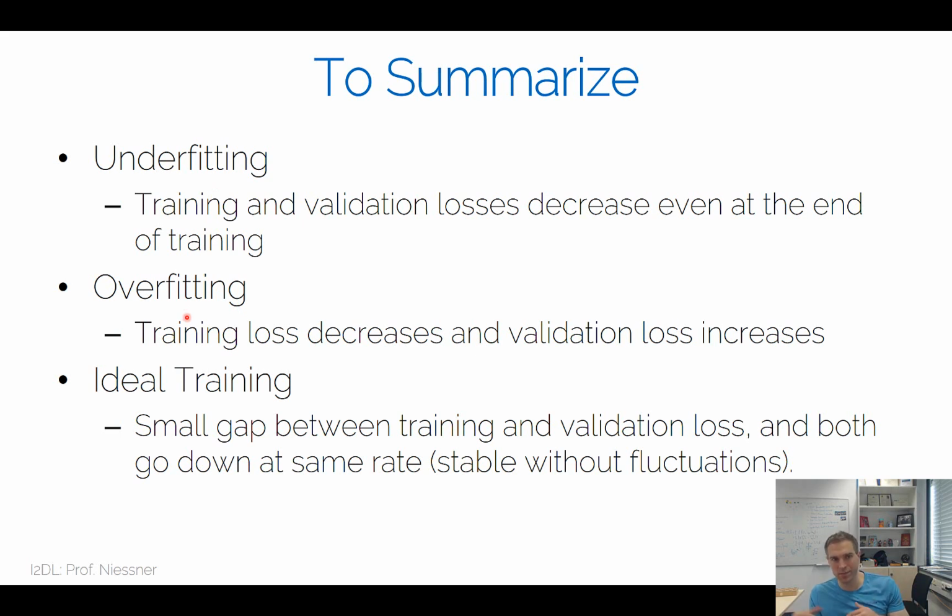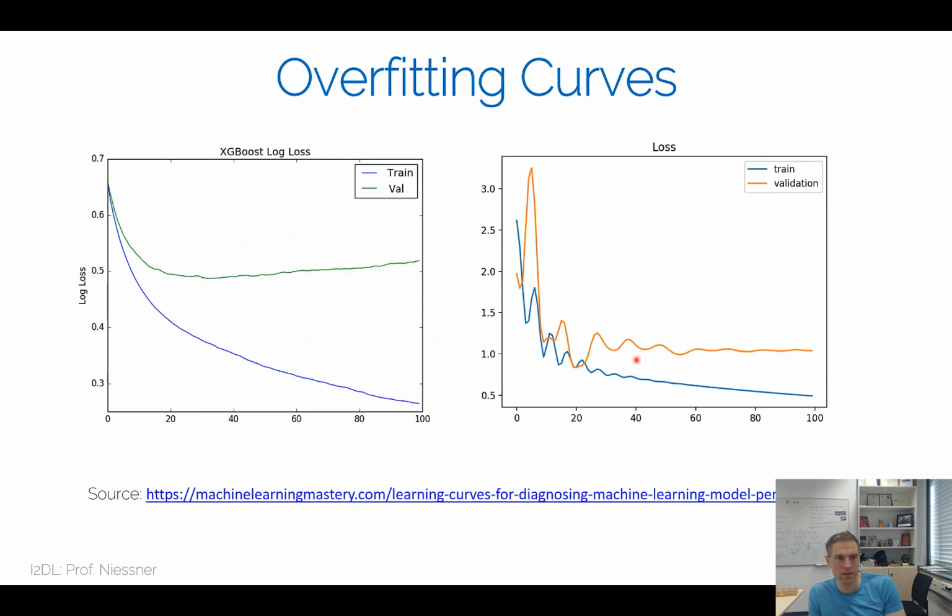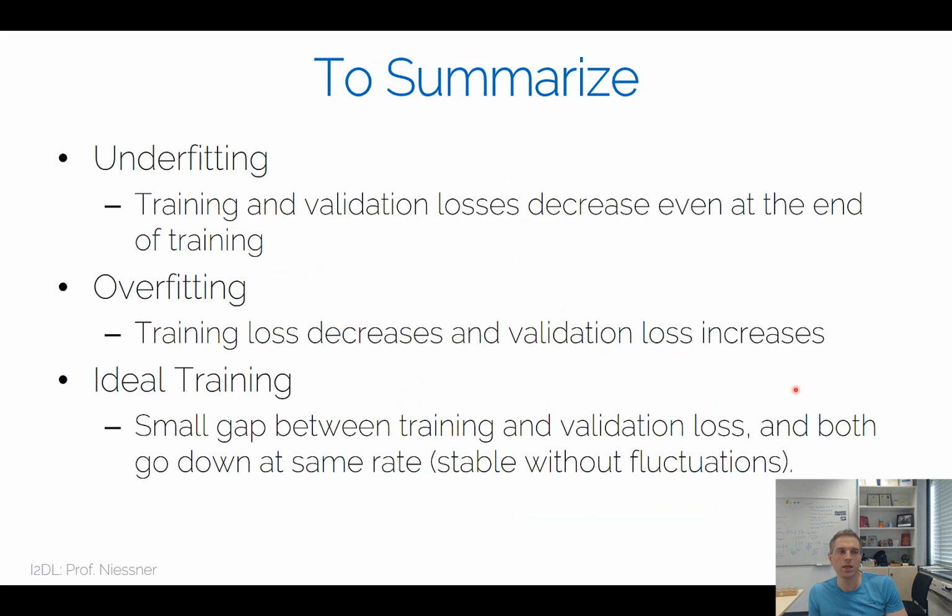Overfitting means we have a gap between the validation and the training. It doesn't necessarily mean that the validation loss has to increase. It just means that there's a massive gap between the two loss functions, right? So for instance, here the validation doesn't increase, but the training just goes down a lot more, right? So overfitting always means training is much better than validation, and that's an issue.